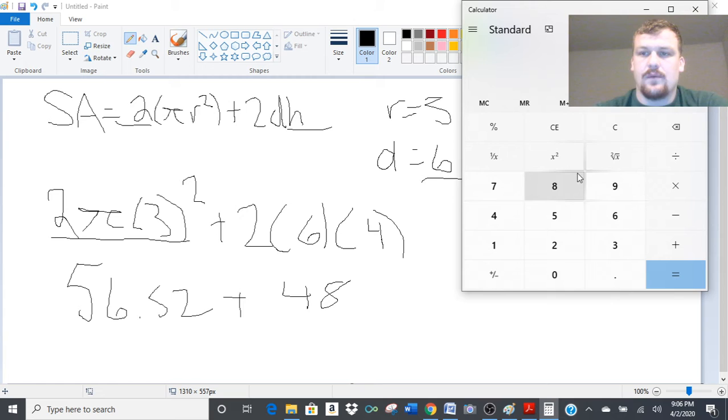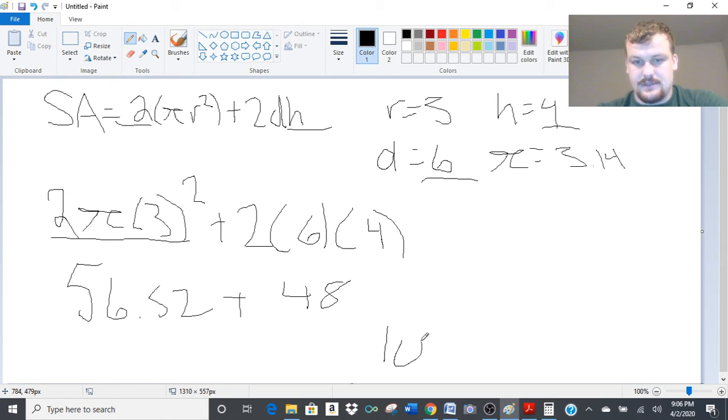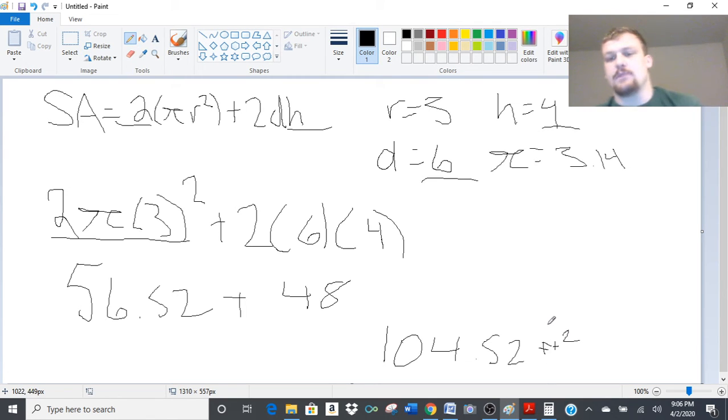Now we can do 48 plus 56.52, which gives us 104.52 feet squared. Remember to always put it as feet squared.